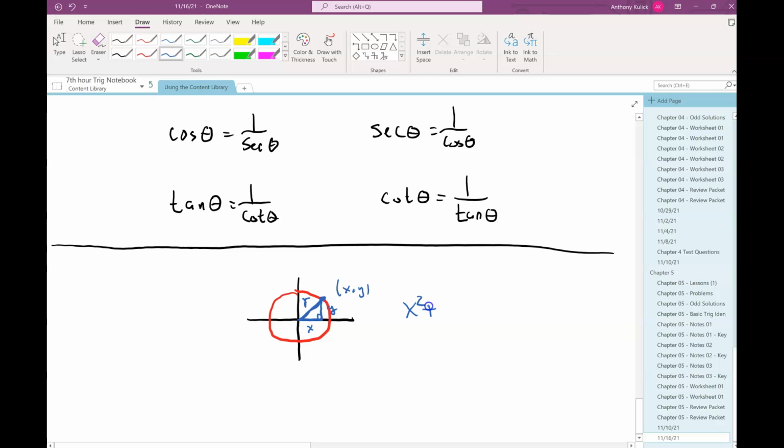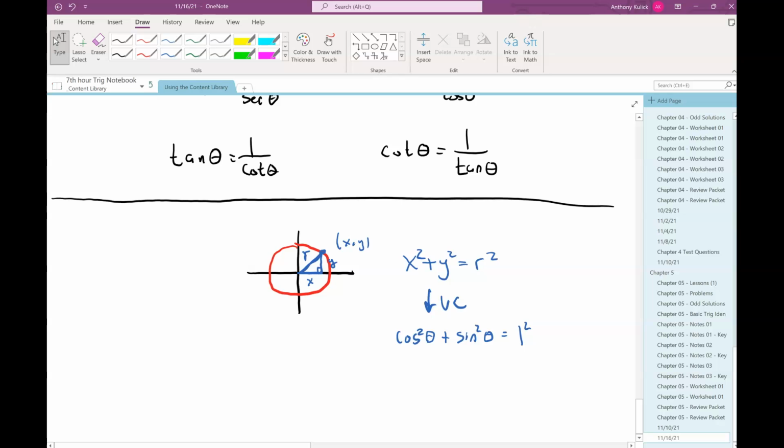So the Pythagorean theorem says that a squared plus b squared equals c squared. So in our case, x squared plus y squared is equal to r squared. On the unit circle, the x-coordinate is cosine, the y-coordinate is sine, and the radius is 1. So that's going to become the first of what we're going to call the Pythagorean identities.